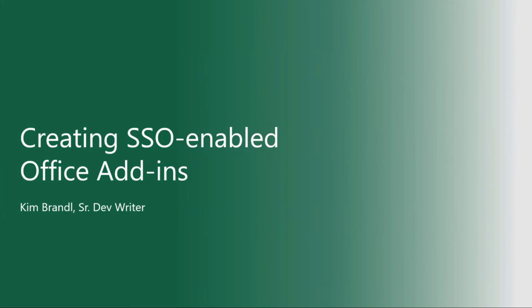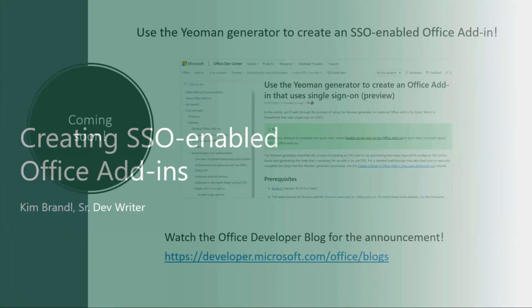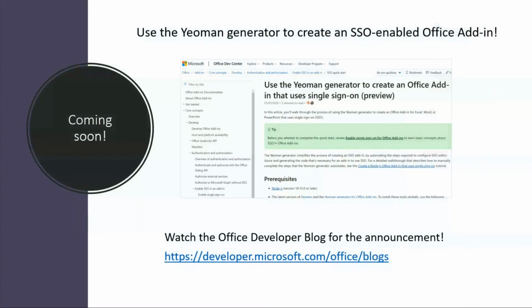While that's been possible, it's been tedious, and there are a lot of manual steps that have to be done there. So I'm happy to announce today that very soon you'll be able to use the Yeoman generator for Office Add-ins to create SSO-enabled Office Add-ins. This isn't available quite yet. We're putting the finishing touches on it now as we speak. It should be available very soon. Keep an eye out on the Office Developer blog. I put the link here at the bottom of the page for an announcement when this is available.